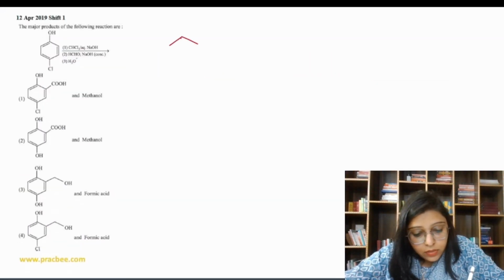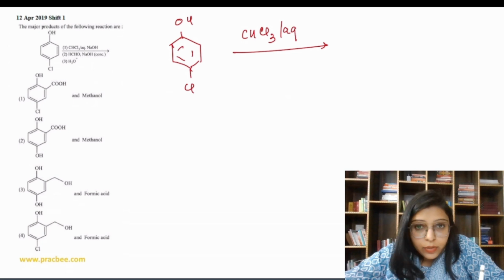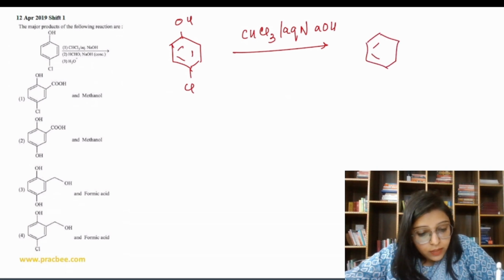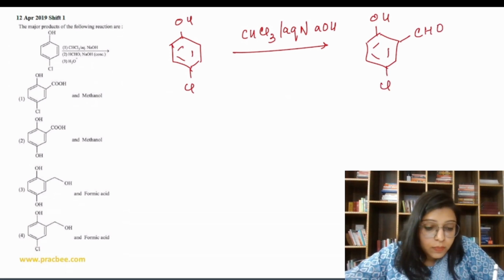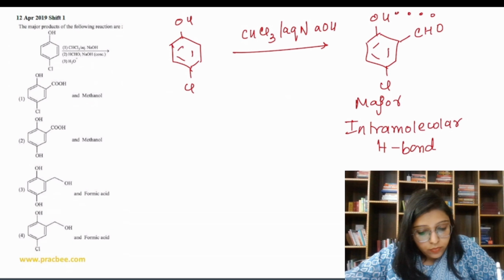So we have this OH and Cl. This is CHCl3 and aqueous NaOH. This is Reimer-Tiemann. So from Reimer-Tiemann, what do we get? We get CHO at the ortho position, right, or at the para position. The ortho one is more stable, the major one. Why? Due to the intramolecular hydrogen bonding, right? So we have this one.